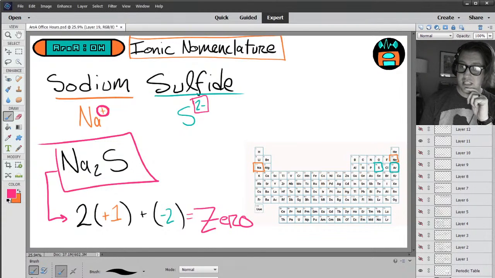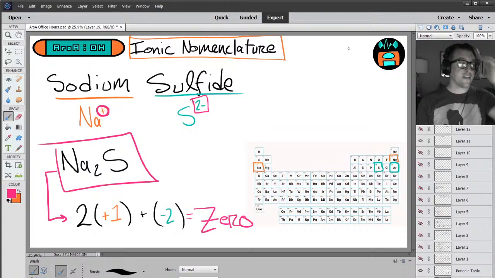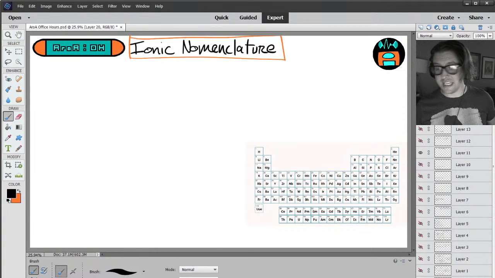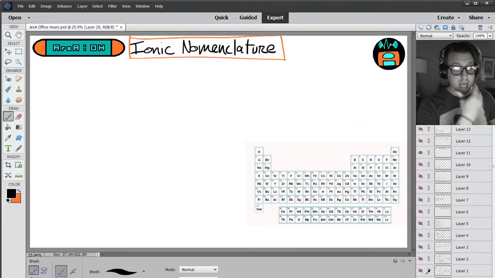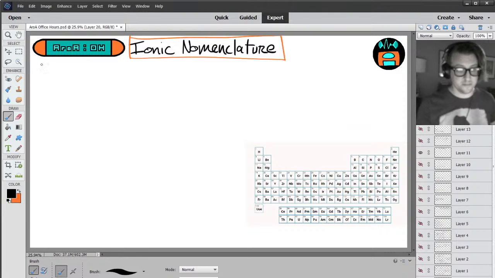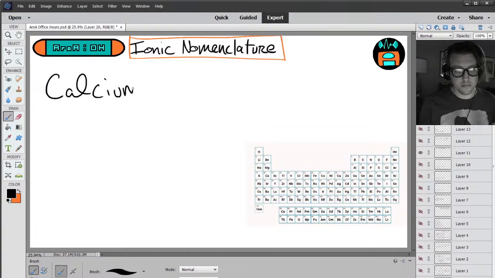Okay, let's do another example. Another way to think of it, it's because 1 goes into 2 twice. Now I'm going to give you, in this next example, the hardest version I can throw at you. This will be the hardest type of name-to-formula problem. Determine the formula for calcium nitride.